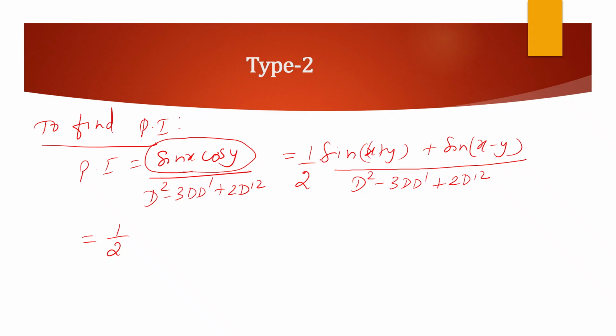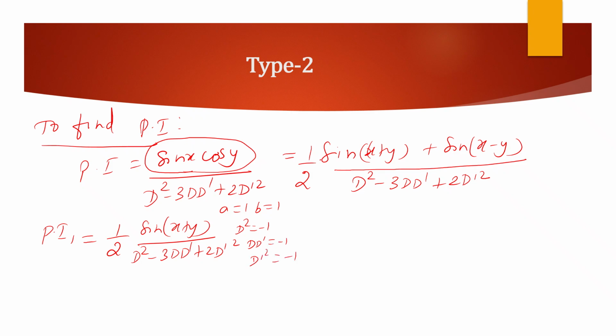So the first term is 1 by 2 sine of (x plus y) by D square minus 3DD dash plus 2D dash square. Let us take this as our particular integral 1, and we'll find the particular integral separately for the first term now. Here we have to substitute for D square: our a is 1 and b is 1. Since a and b are both 1, D square is minus 1, D dash is minus 1, and D dash square is also minus 1.